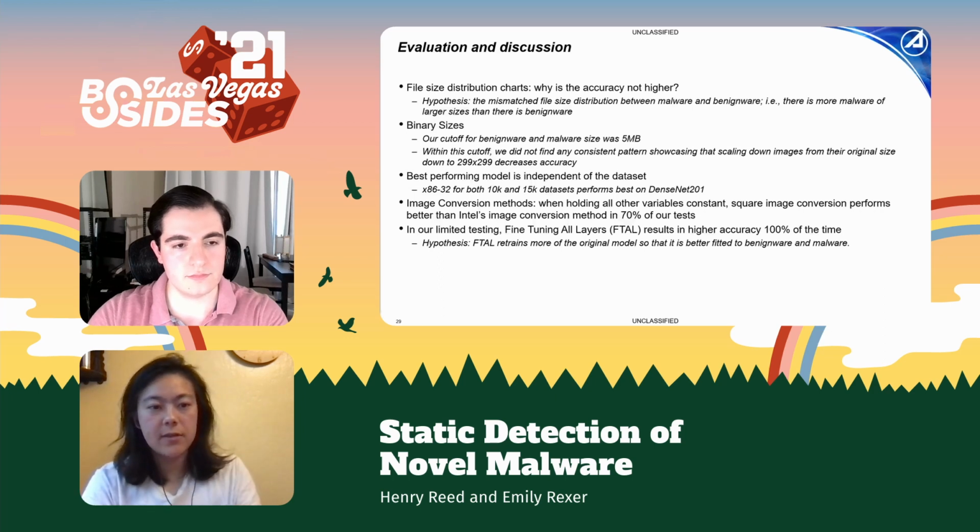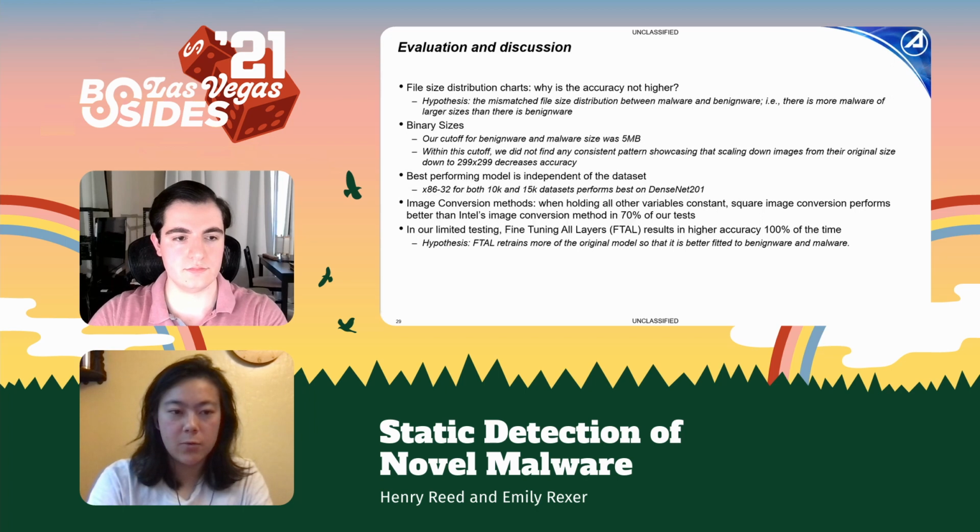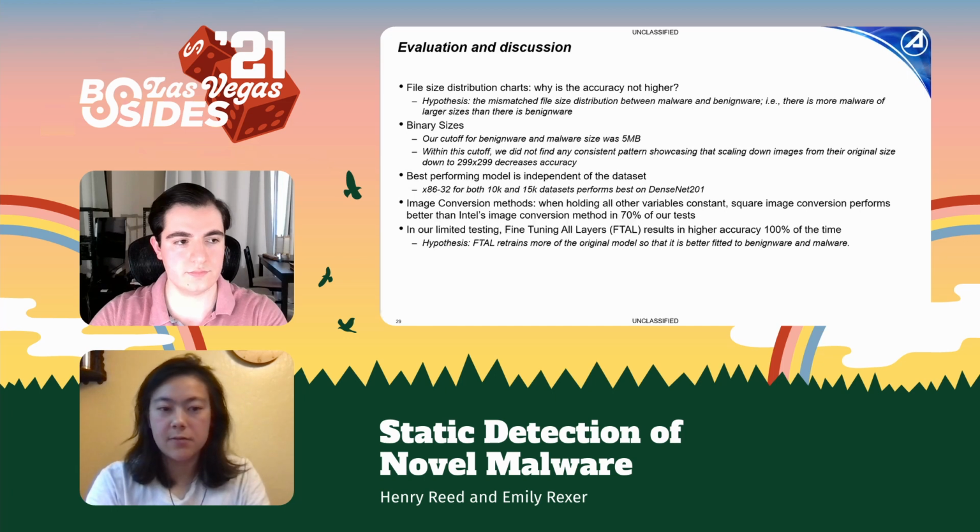And then one of the variables we changed was to fine tune more of the layers of the original model. We found that whenever we flip the switch, whenever we train more of the original model, we always got higher accuracy. And so we think this is because it's retraining more of the original model, so it's actually better fitted to our data set.